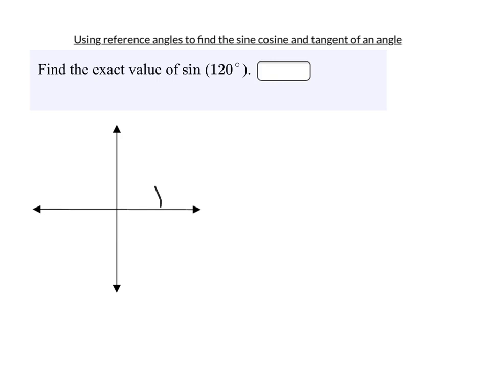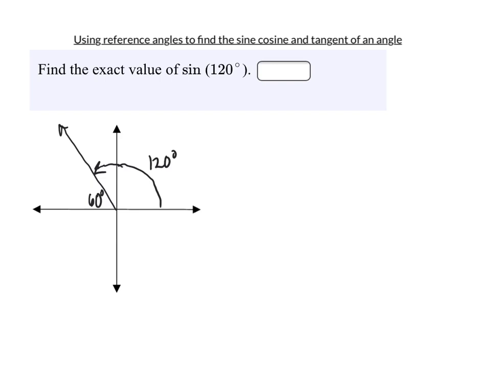So I'm going to go 90 and then 30 more. So this is 120 degrees. So as I said, the secret is the reference angle. The reference angle is always between the x-axis and the terminal side of your angle in standard position. 60 degrees is our reference angle.